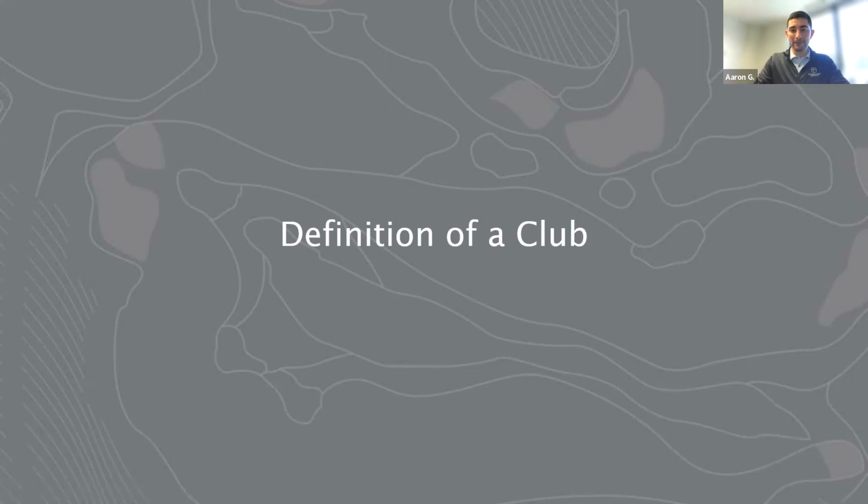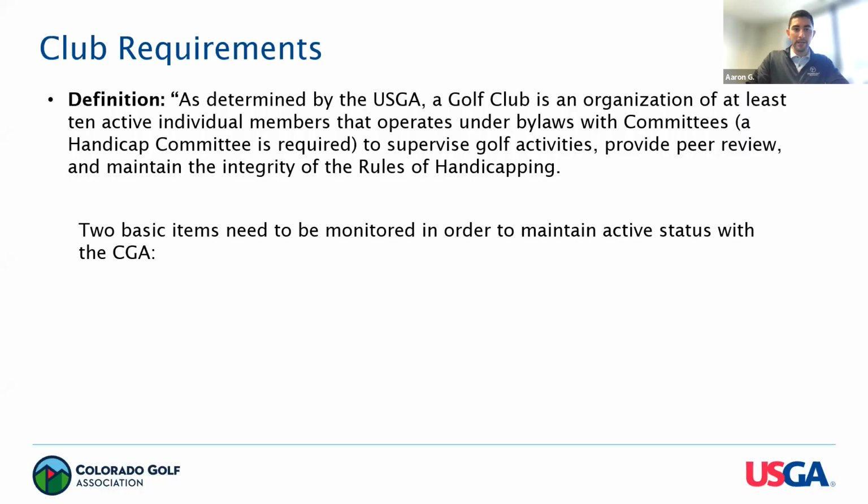All right. The definition of a club. So we'll go over why this section of slides is important here. Okay, club requirements. Well, the definition, first of all, is as determined by the USGA, a golf club is an organization of at least 10 active individual members that operates under bylaws with committees to supervise golf activities, provide peer review, and maintain the integrity of the rules of handicapping. Okay, so that's the basic definition straight out of the book.